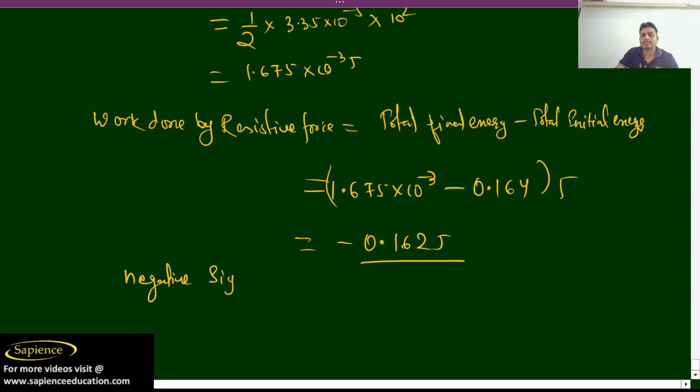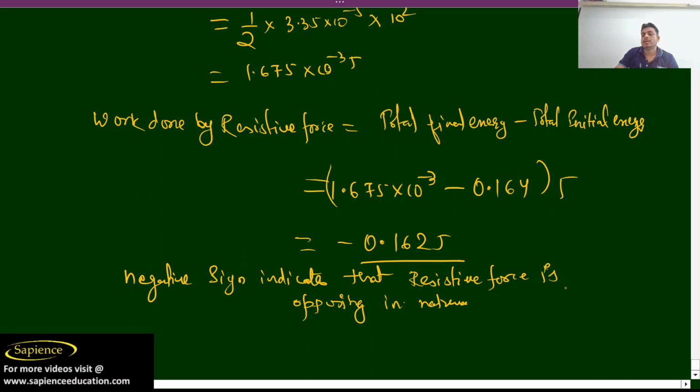So the negative sign indicates that the resistive force is opposing in nature. An object was coming down and the resistive force is working in the upward direction, so the angle between them is 180 degree, so definitely the work done will be negative. I hope you all have understood this now. Thank you everyone.